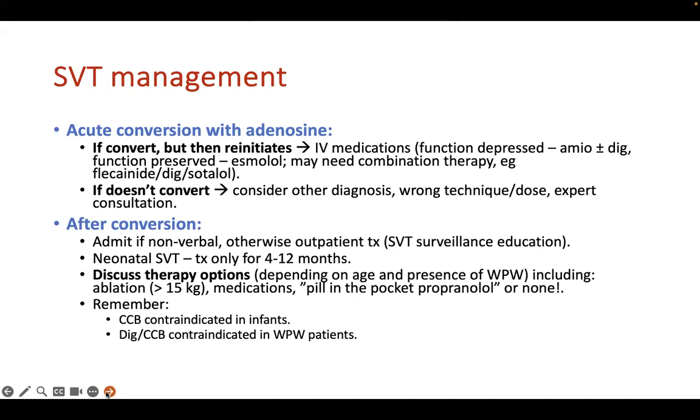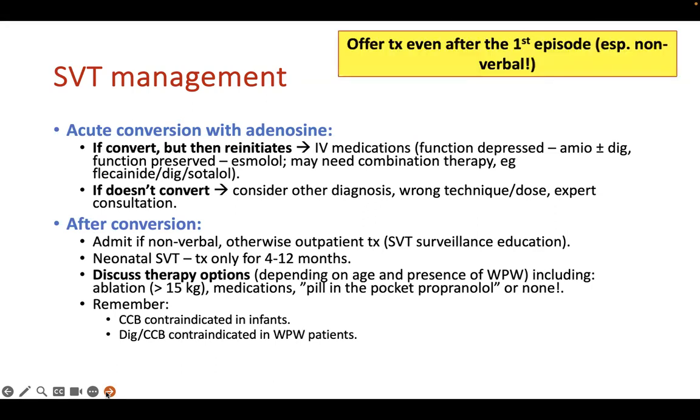And remember, calcium channel blockers are contraindicated in infants, and digoxin and calcium channel blockers are contraindicated in WW patients.